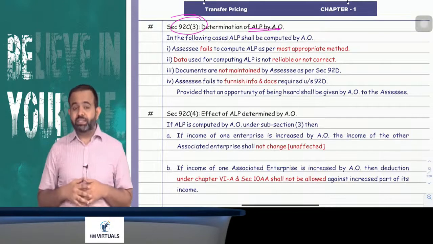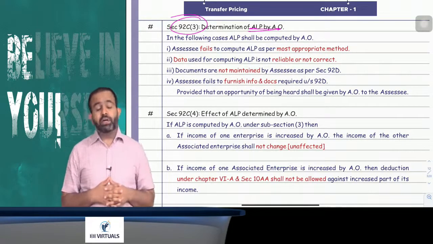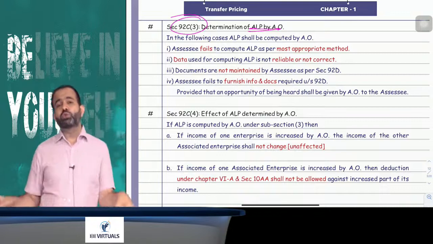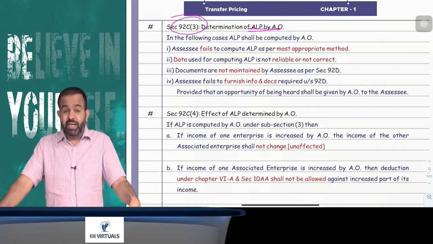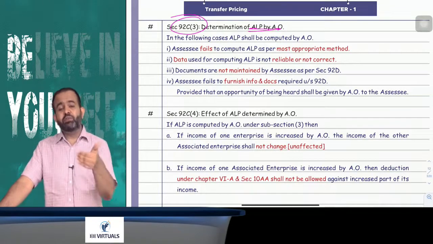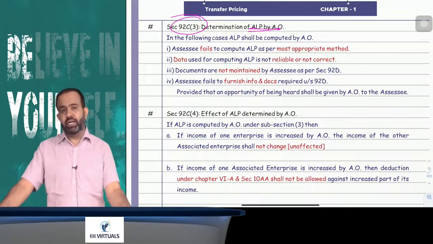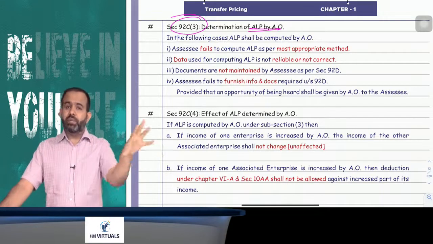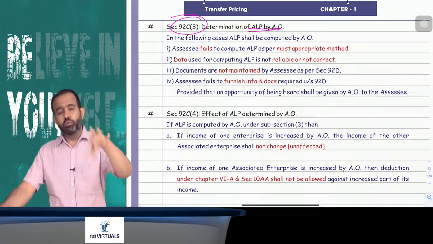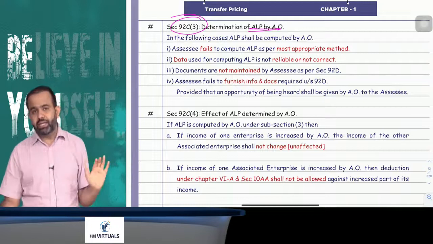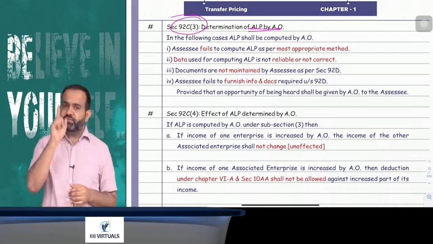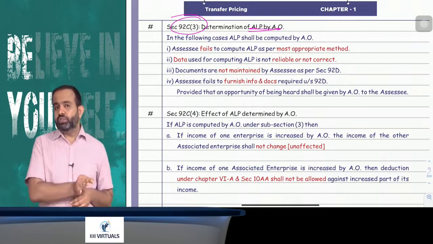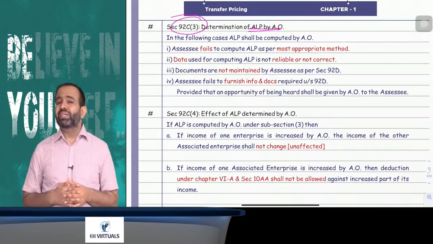First case is, suppose the assessee fails to follow the most appropriate method. Means as per the assessing officer, suppose he thinks that the CUP method should apply, but you followed the RPM, or resale price method, or you followed the cost plus method or TNMM method and all. So you have not followed the most appropriate method. That is the first case. Second, data used in the computation of arm length price is not correct or reliable.